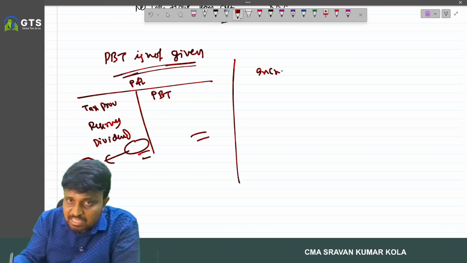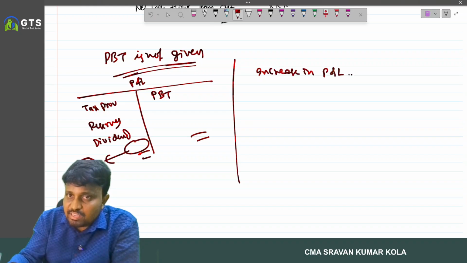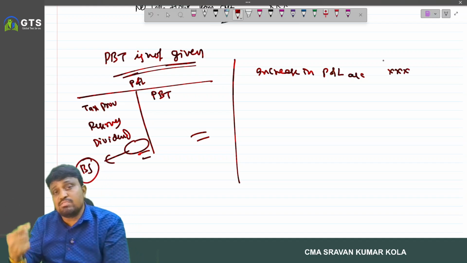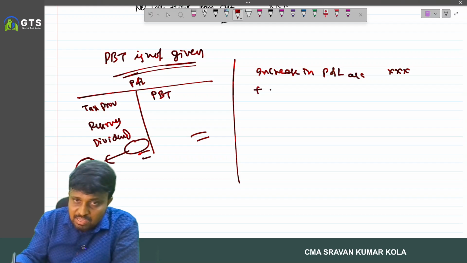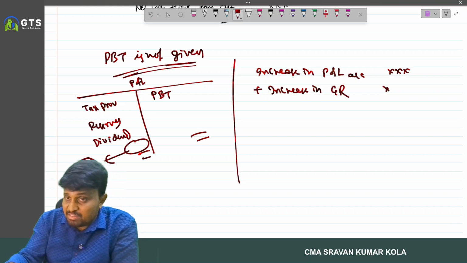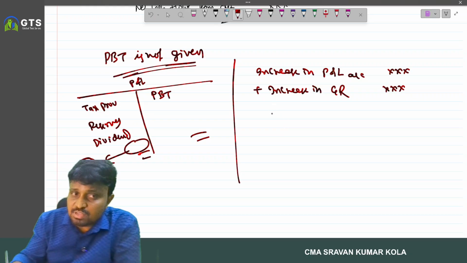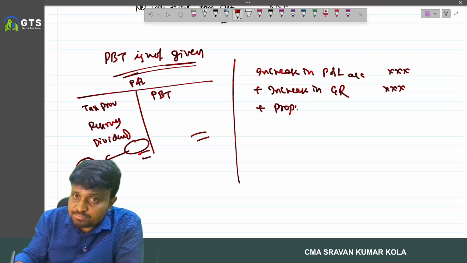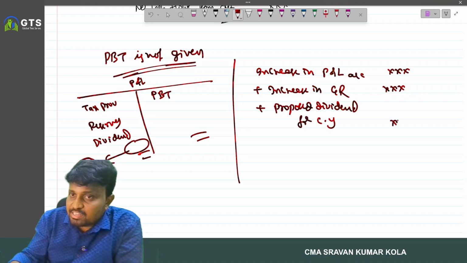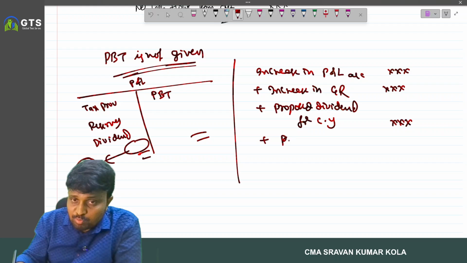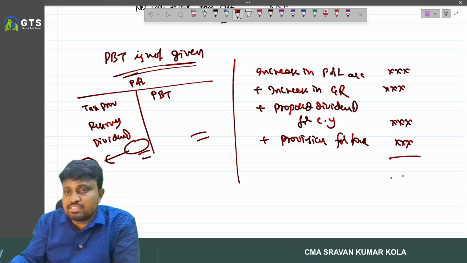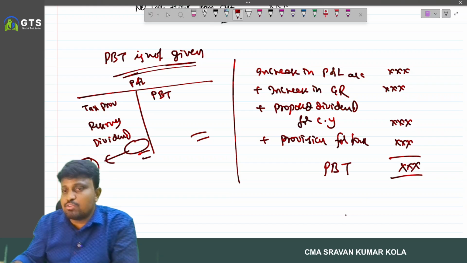What is the increase in profit and loss account when compared with last year? Whatever the increases are there, plus any increase in general reserve if any. But verify, sometimes there is a decrease in general reserve by transferring to CRR also, just verify it once. And any proposed dividend for the current year anything we proposed, that is added back. And provision for tax for the current year. This is the profit before tax we have to consider.